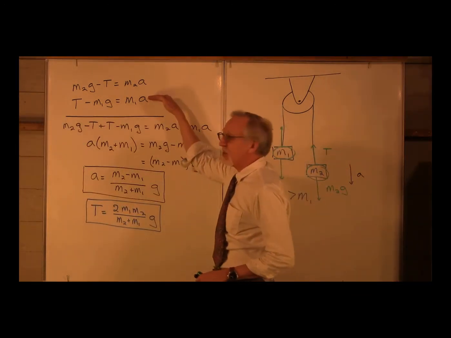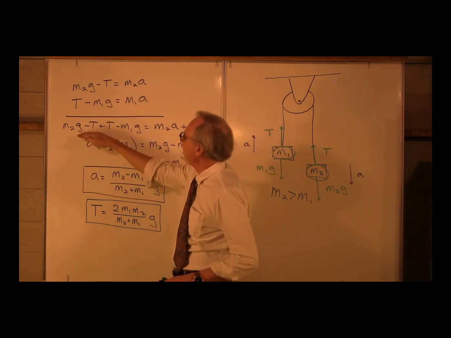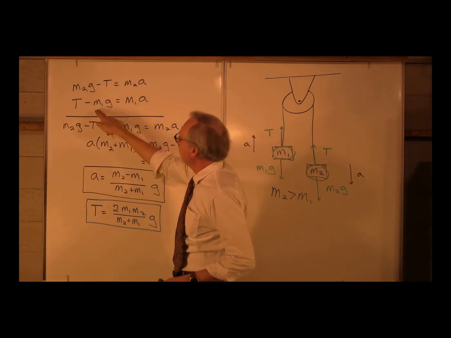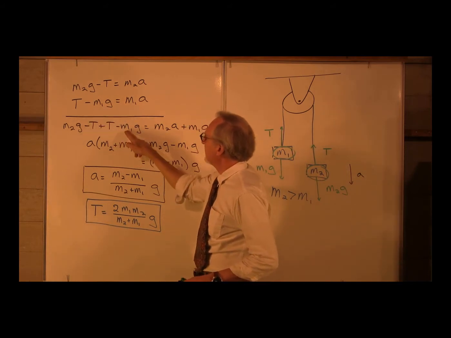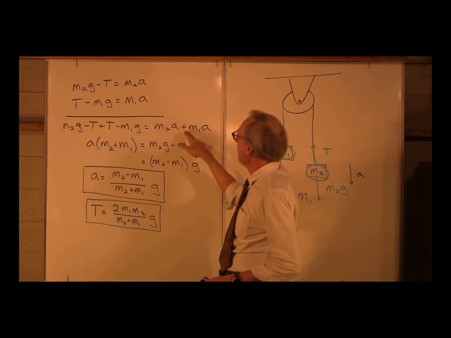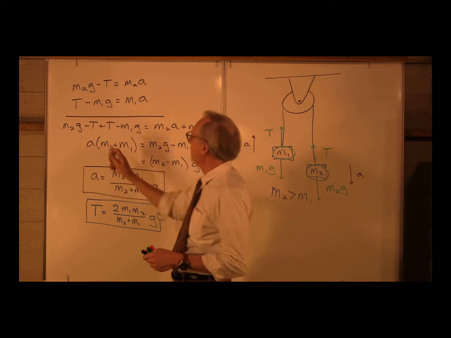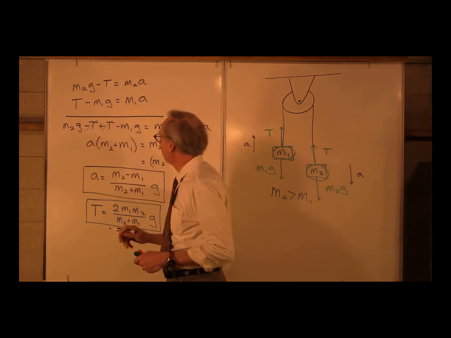Here I have added the two equations together. So on the left side I have m2g minus T, and then plus T minus m1g. And then add the right sides together and I have m2a plus m1a. Now notice I have a minus T and a plus T, and they cancel out.